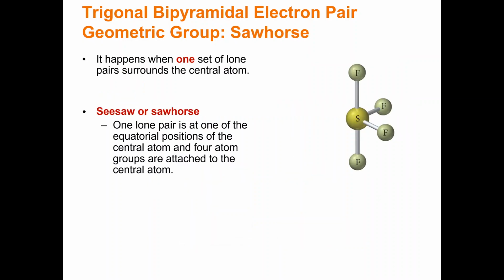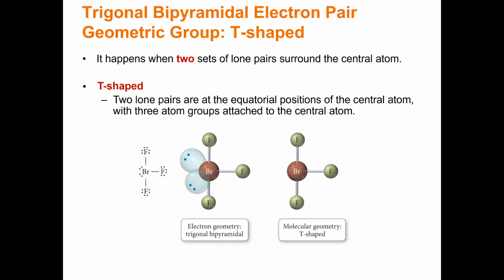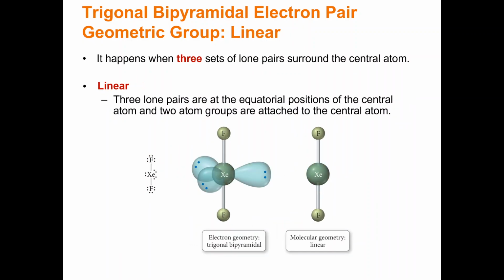So if we remove 1, we end up with seesaw. If we remove 2, we end up with T-shape. And if we remove 3, we end up with linear, and it looks just exactly like a linear molecule. These are molecular geometries, by the way. Our electron geometry stays exactly the same. It doesn't change a bit. But these are examples where your molecular geometry and your electron geometry are different.